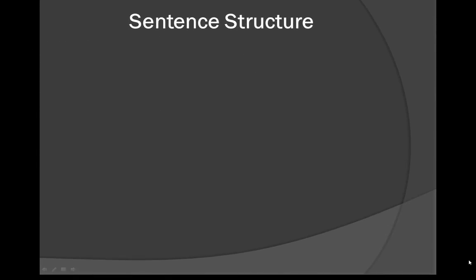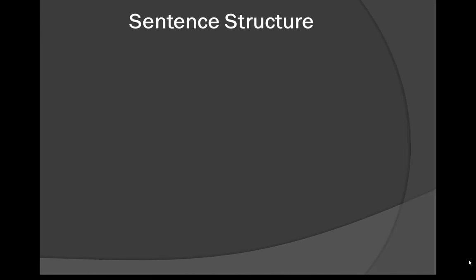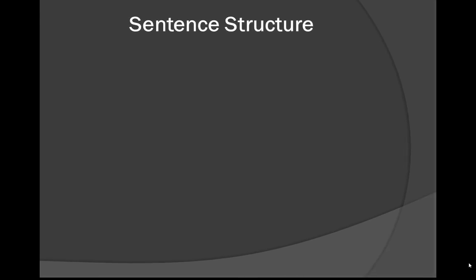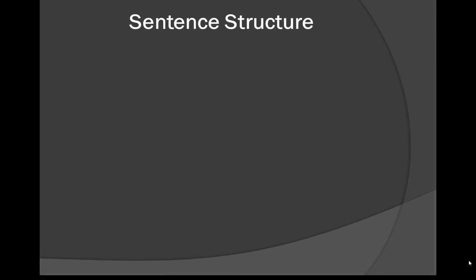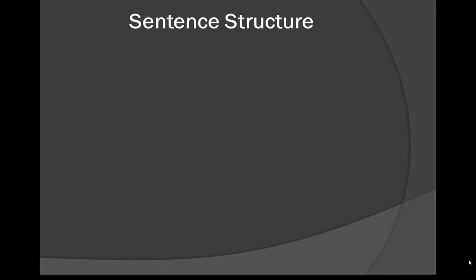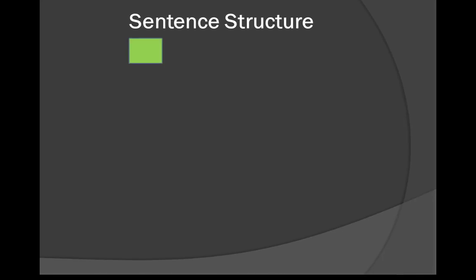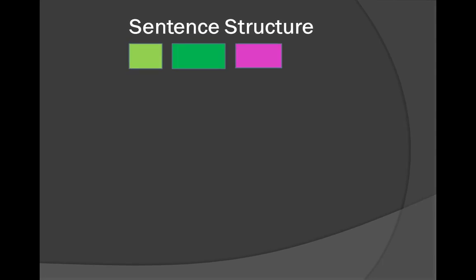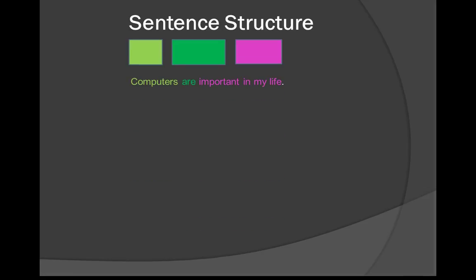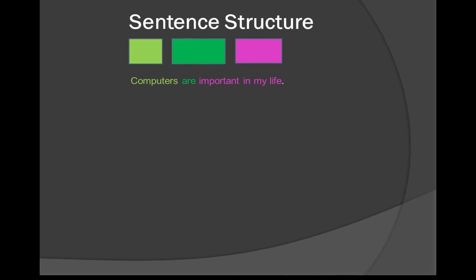Hi everybody. Now we're going to be focusing on grammar and sentence structure. This semester it's very important that we learn the correct sentence structure in English because every language is different. So let's start with the basic sentence structure: subject, verb, complement. For example, computers are important in my life. Computers is the subject, are is the verb, important in my life is the complement.